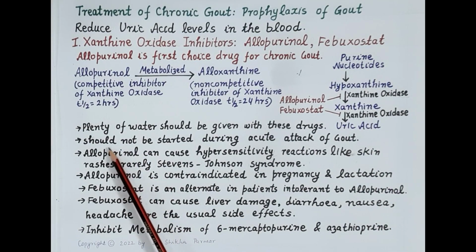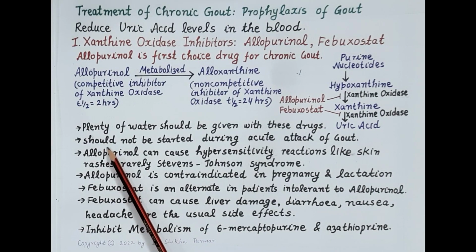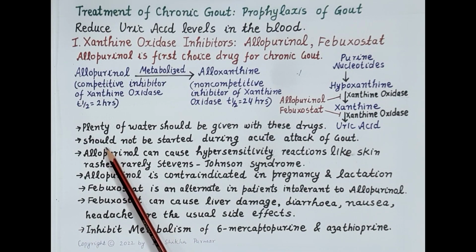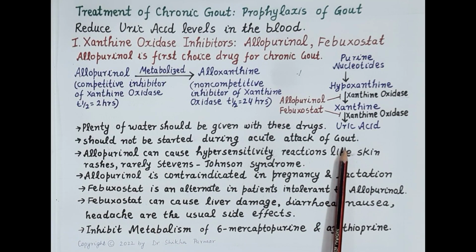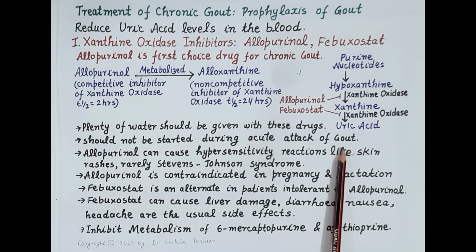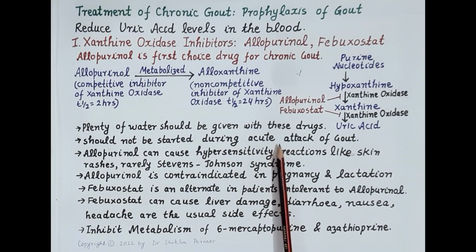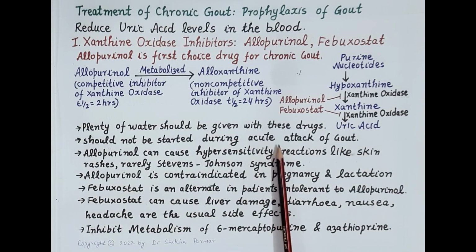Now apart from this, these drugs, along with the uricosuric drugs like probenecid, should not be started during an acute attack of gout, because these drugs can cause removal of uric acid from the tophi, which can increase the blood uric acid levels and further aggravate the attack of gout. So therapy with these agents should be started only after the acute attack is terminated.